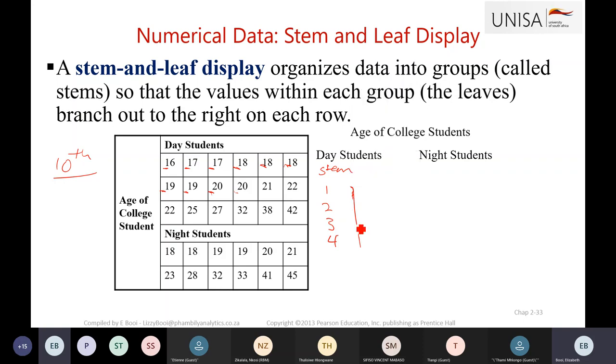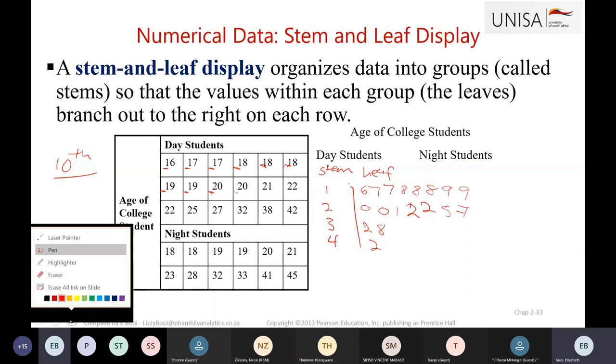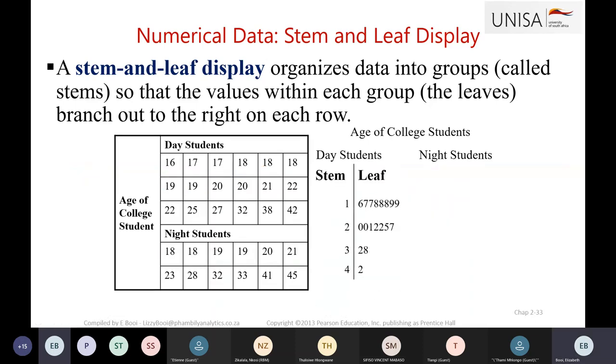And when we create a stem and leaf plot, we always draw a line. The line will separate the stem from the leaves, and this side will be the leaves. We take all the digits after the stem, and you must repeat all the values. For example, this will be 6, and that will be 7, 7, and 8, 8, 8, and 9, 9, that will be the end. Then you go to the 2s: 0, 0, 1, 2, 2, 5, 7. Then you go to the 3s: 2, 8. You go to the 4: 2. And that is your stem and leaf plot for the day students. And you do the same for the night students.